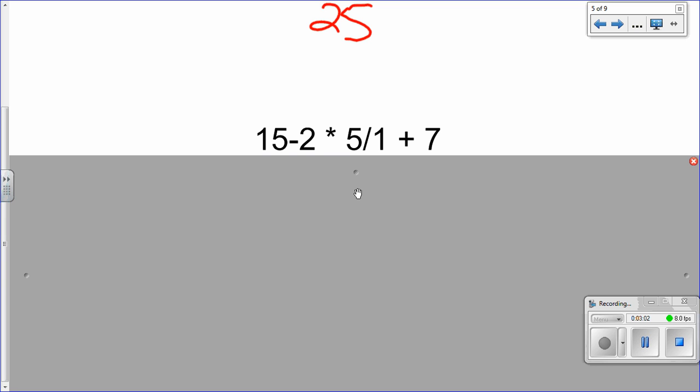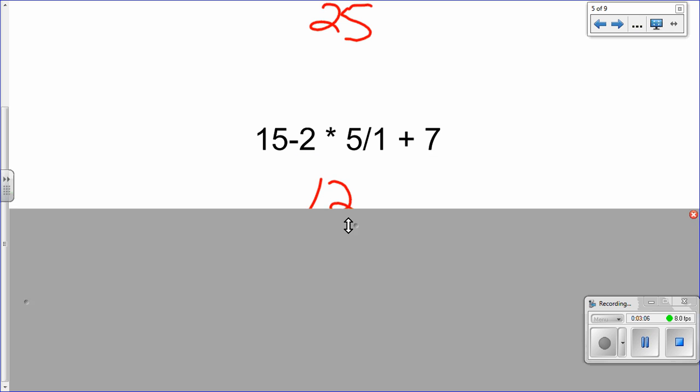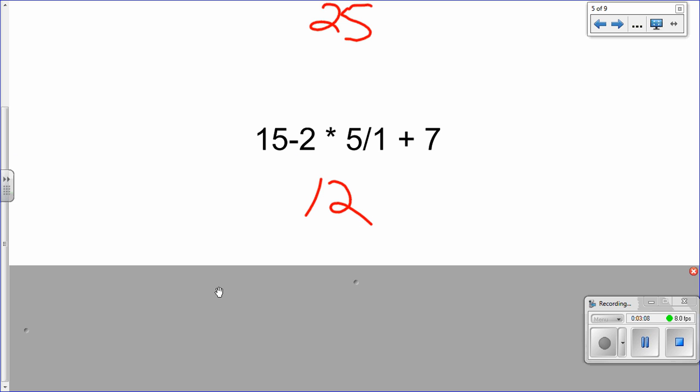15 minus 2 times 5 divided by 1 plus 7. Your answer should work out to be 12. Again, you're going to multiply first. 2 times 5 is 10. Then divide. 10 divided by 1 is 10. And then go from left to right. 15 minus 10 plus 7.